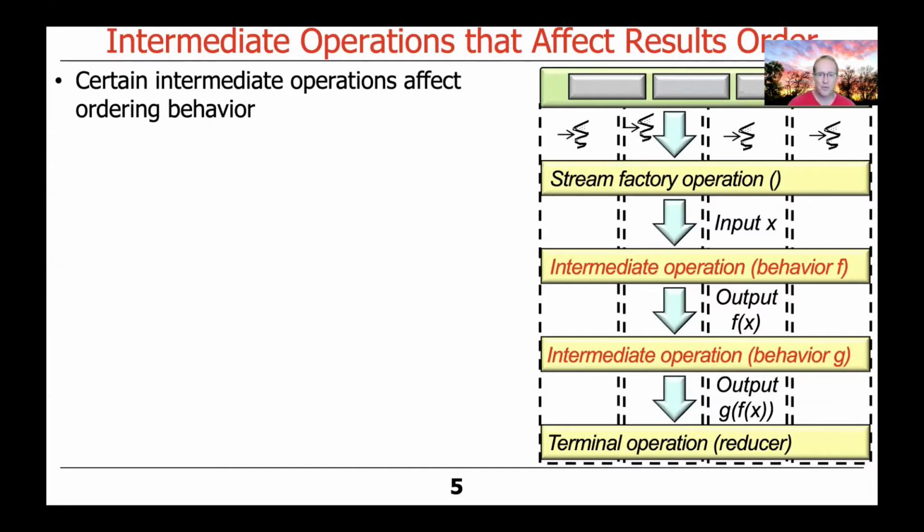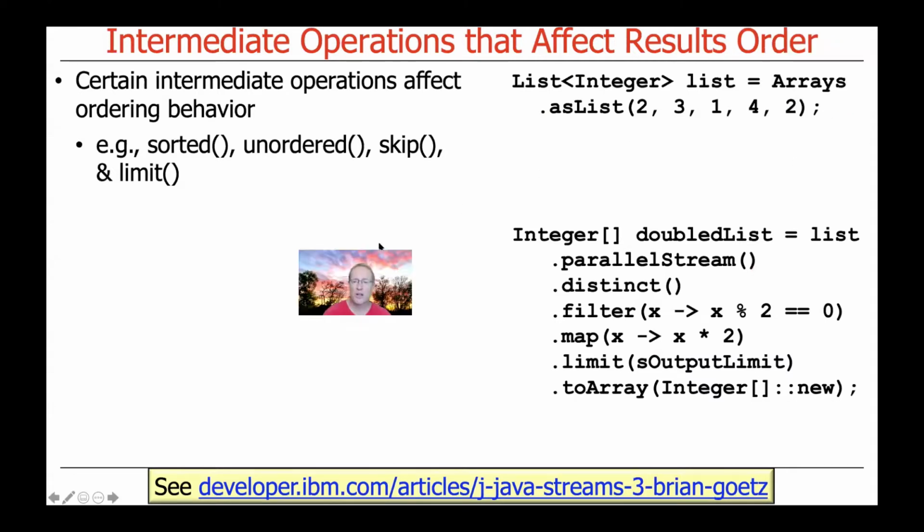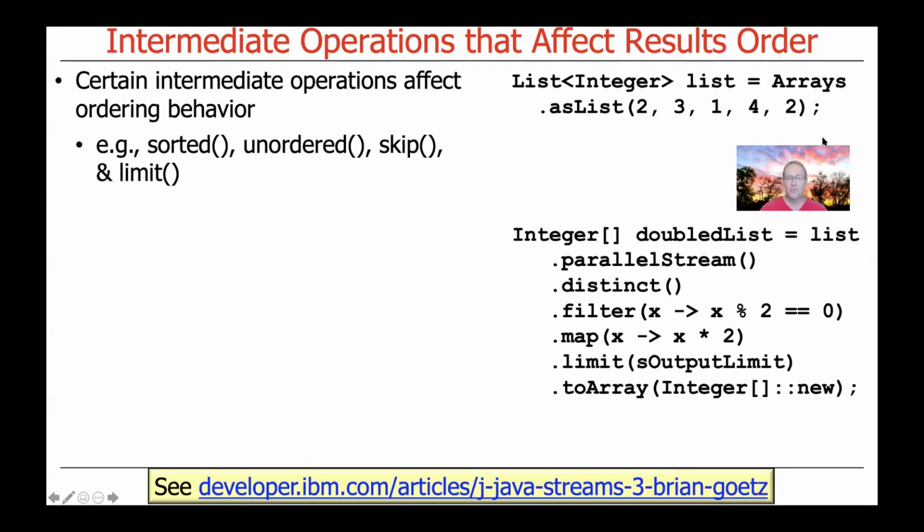So once again, we're going to start off with our input. The input here, as before, is an array, and we turn that into a list. So we have an array, 2, 3, 1, 4, 2. We turn that into a list, so we have a list of integers. And then we're going to do things a little bit differently than we had done before. In this particular case, you're going to see that we take that list, we turn it into a stream, and then we say, I want the elements in this stream to be distinct.